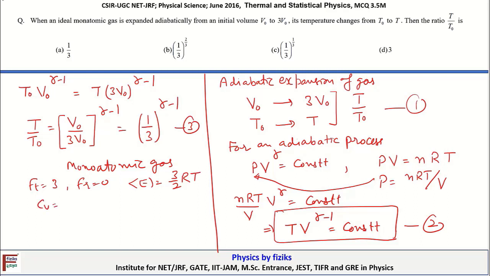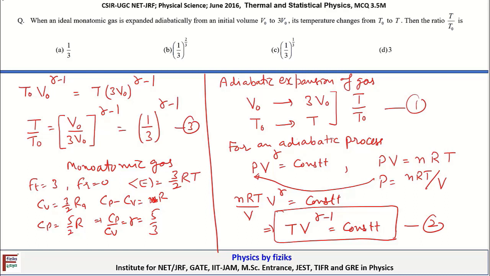So Cv from here will be 3/2 R, and then from the relationship Cp minus Cv equal to nR, and since we are taking n equal to 1, n will not come into the picture here. So this implies Cp equals Cv plus R, that is 5/2 R. That means Cp by Cv, which is gamma, which we require here, is equal to 5/3. So gamma minus 1 is 5/3 minus 1, that is 2/3 basically.